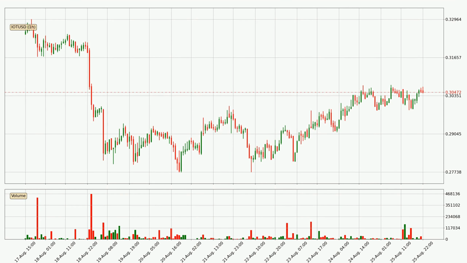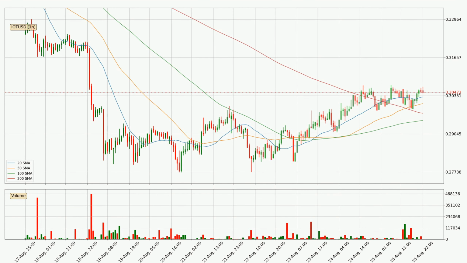Looking at the IOTA hourly time frame, the price moved only slightly to the upside with around 1.6% in the last 24 hours, with a current price of 30.5 cents. Moving to the hourly simple moving averages, for this time interval, the current price is above all of the simple moving averages, which looks bullish, and you should watch if the closest SMA, the 20 SMA, could remain stable or the price will dip below it with the current price of around 30.3 cents.